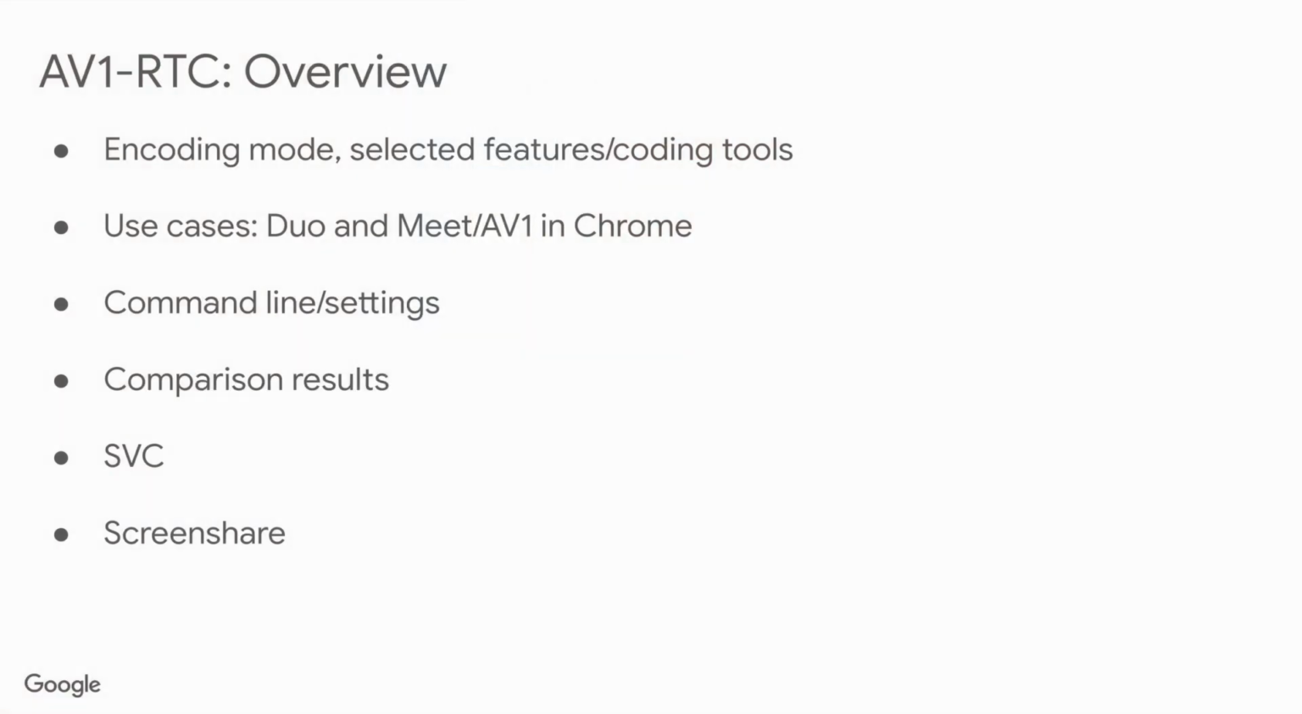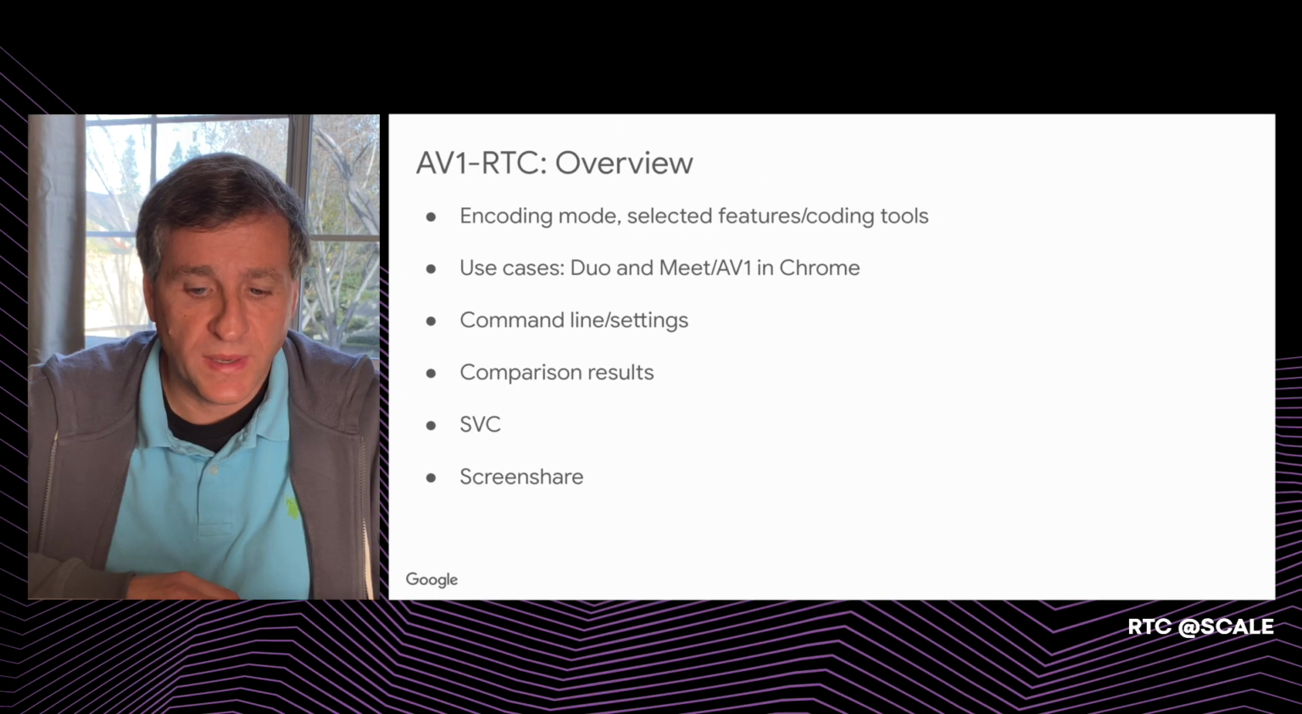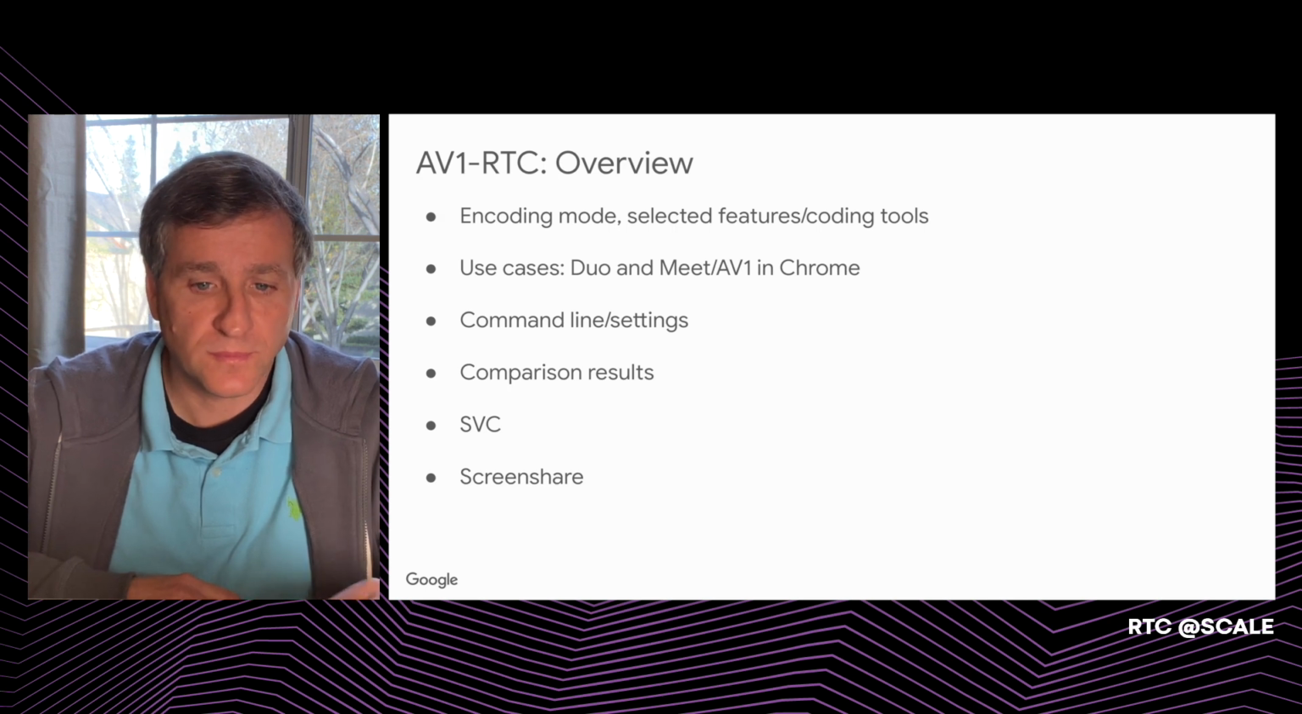So the outline of my talk will be, I will first emphasize the encoding mode that we use for RTC applications, and then a brief selection of the features and coding tools. I'll then discuss the use cases for RTC, which is namely Duo and Meet, along with the work we did to get AV1 into Chrome. And then I will talk about command line and settings, followed by some comparison results. I want to conclude by touching on two topics for RTC. One is SVC, and the other is screen share.